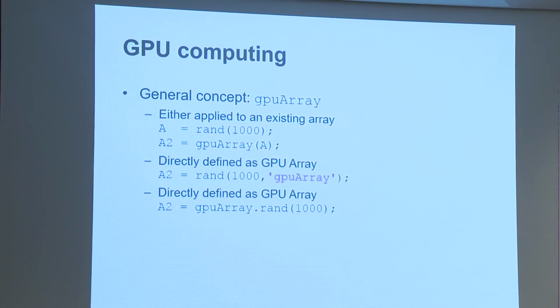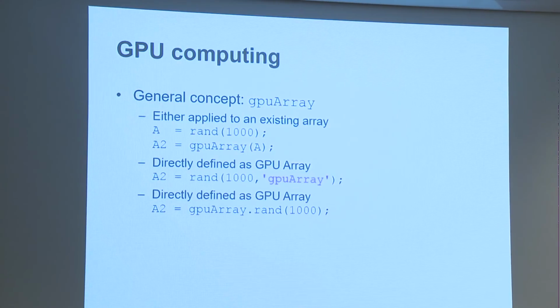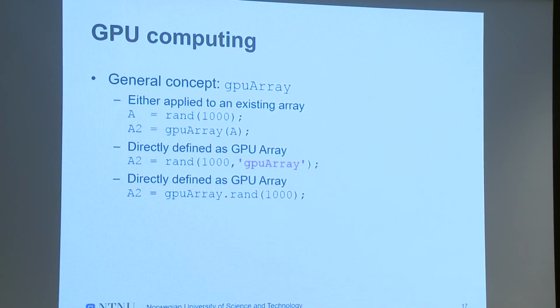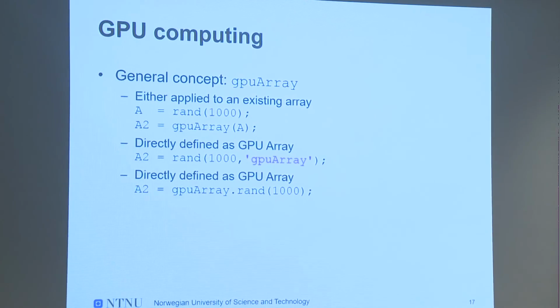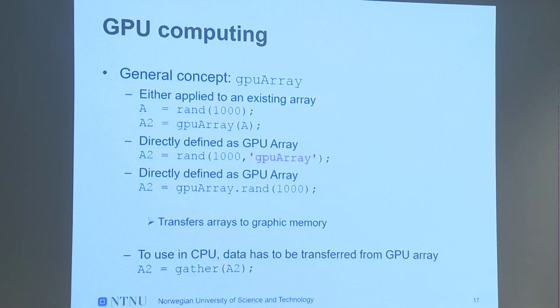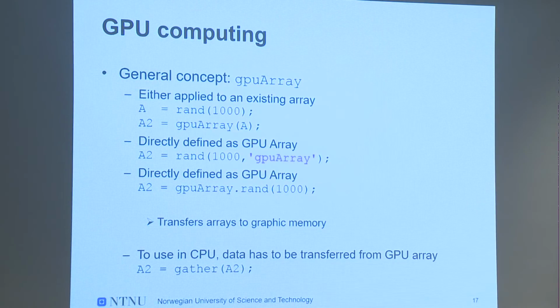Now, when you get your results, they are written in the GPU memory. You can't do anything with that. All the calculations will be in the GPU. For that, the command is quite simple: gather. With gather, you just collect this array from the GPU into your memory. So GPU computing in this case is really, really simple.